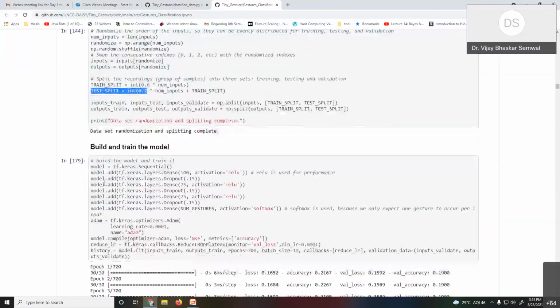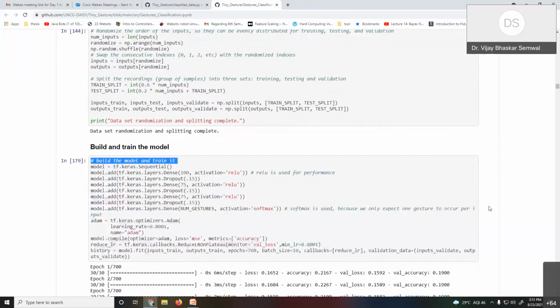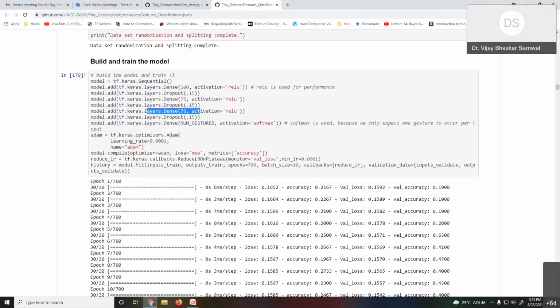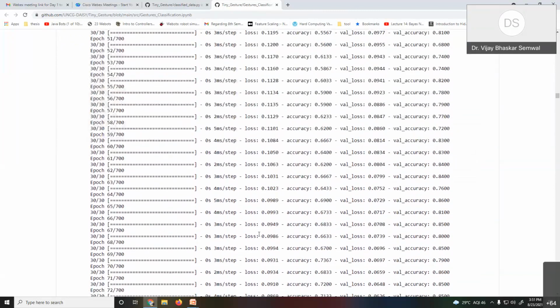Then model building is here. In model building, I am using 4 layers. One is the input layer, a sequential model. Then you add a Keras layer with 100 neurons and ReLU activation function. After that, 15% dropout. Another layer has 75 neurons with 50% dropout. Then the third layer and the final layer. I use the Adam optimizer, cross entropy, learning rate, mean square error, whatever you want to do. You can see that the training accuracy as well as validation accuracy is increasing as the error is going down.